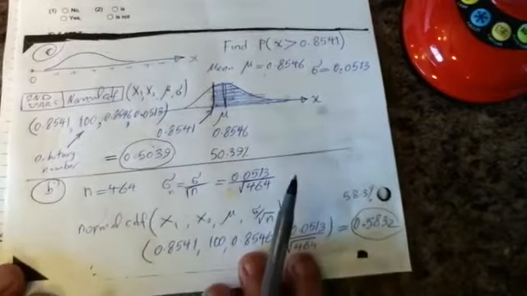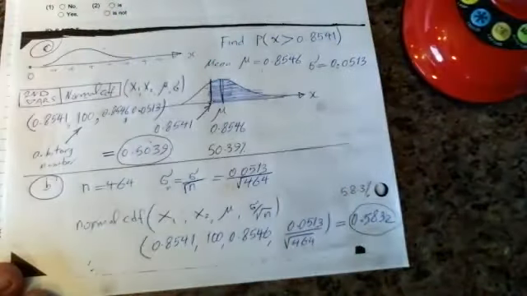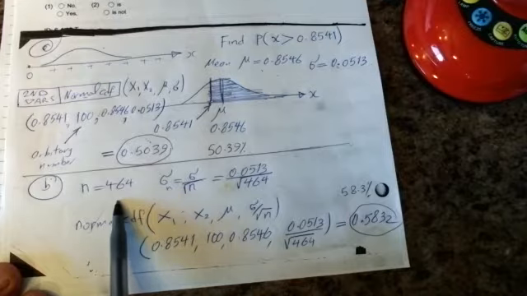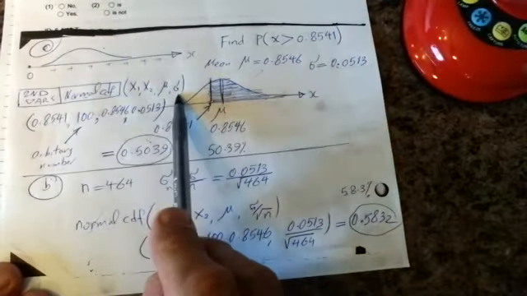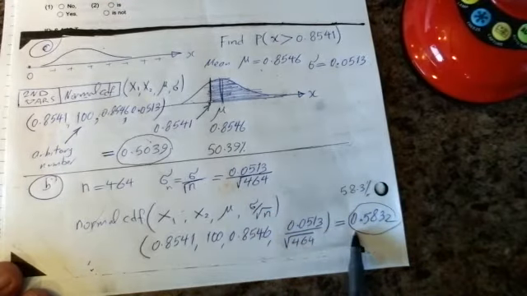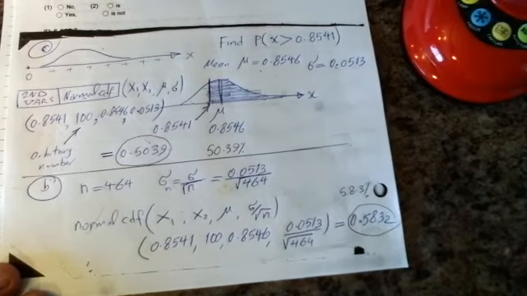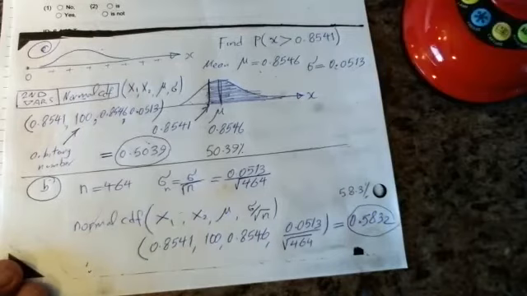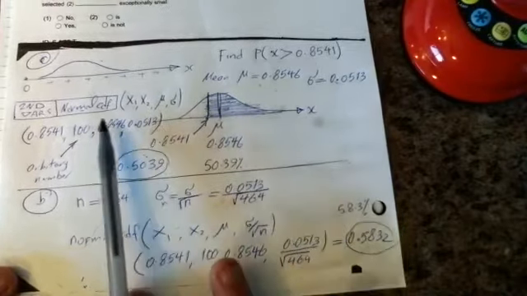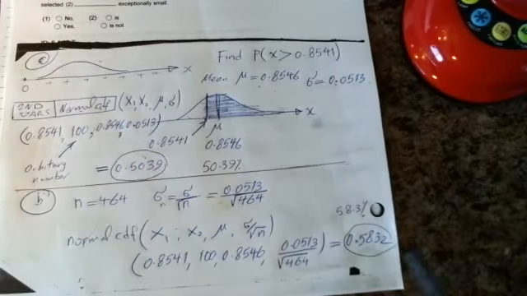Second part is when 464 candies are selected. So in that case, the value of N is 464. So what it does to this formula, we take the standard deviation and divide by radical N. So in that case, we get 58%. So you find the probability if you take a sample of 464. So if you just take one sample, the probability is this. If you take 464 samples, you get a better probability.